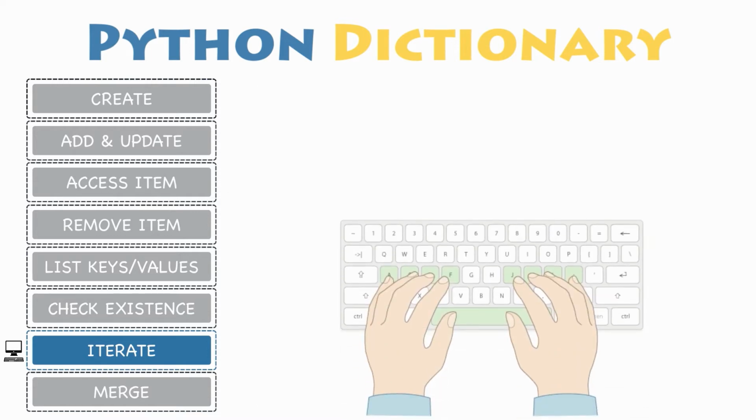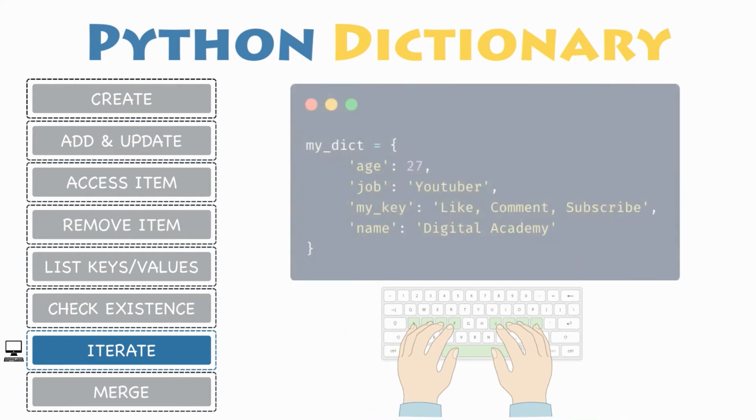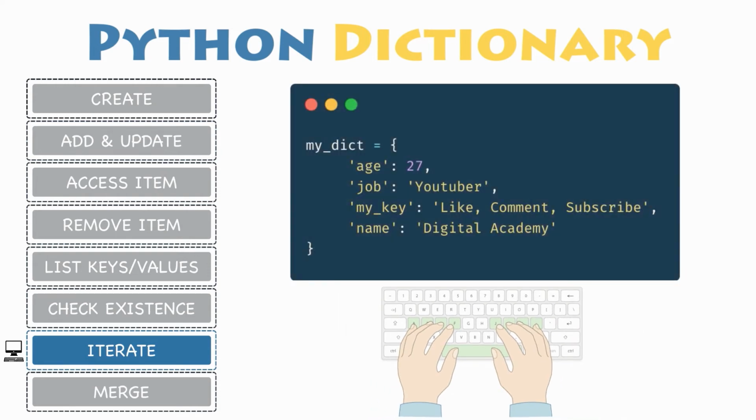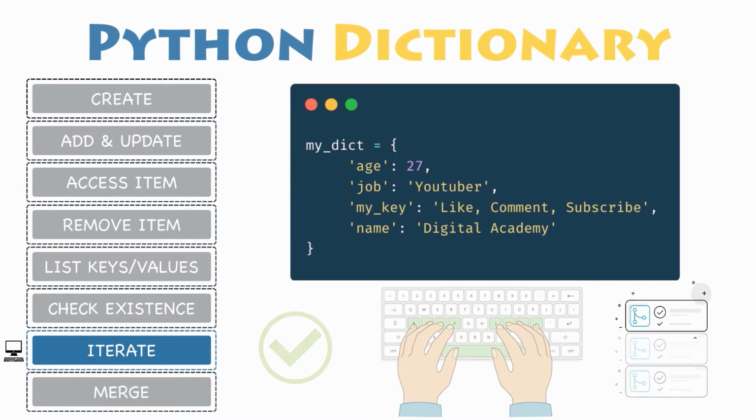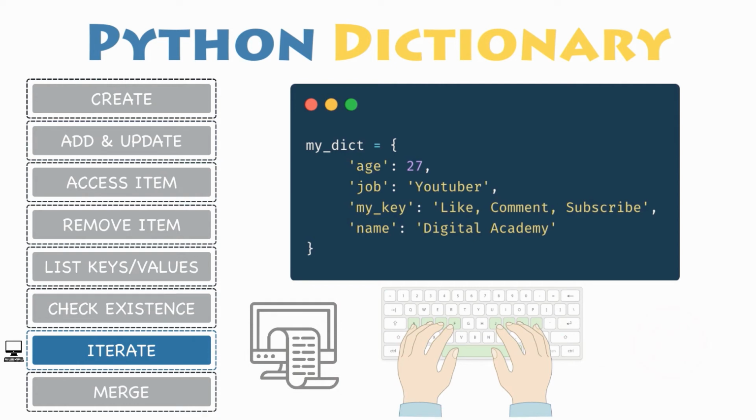Awesome, it's your time to practice now. Let's assume you will have a dictionary, containing the exact same key-value pairs that we have used in all of the previous examples. First, declare this dictionary, my_dict, and add a few items inside of it: age equals 27, job equals YouTuber, my_key equals like, comment, subscribe, and name equals Digital Academy. Then, you want to check whether a specific key, my_key, is inside this dictionary. And, only if it is, iterate throughout the dictionary. Print the value of this key when found, then stop the entire loop as soon as you encountered it. Otherwise, if you did not find this key, print an error message.